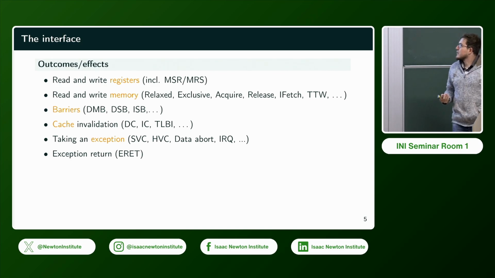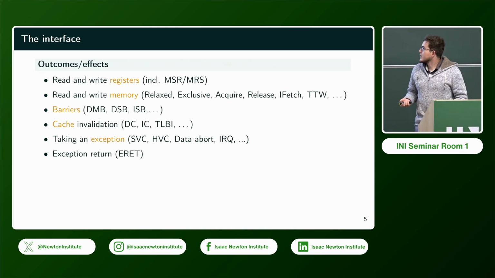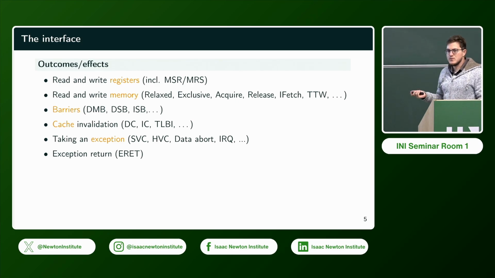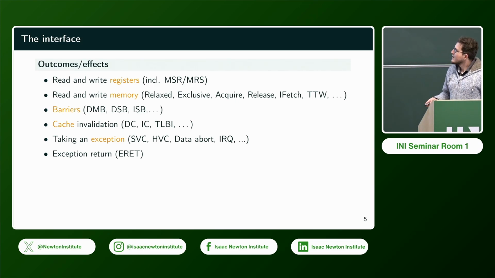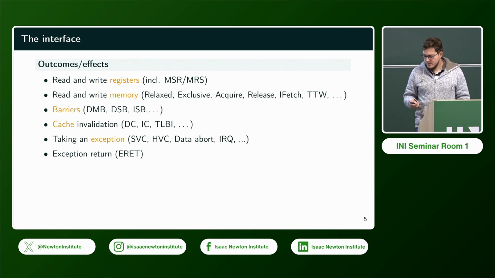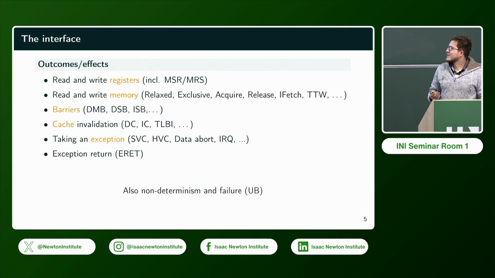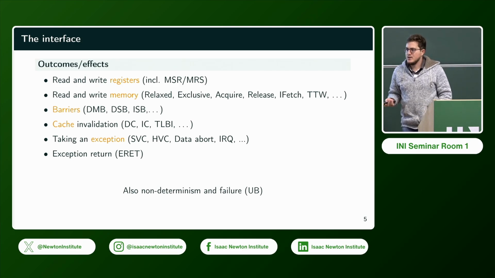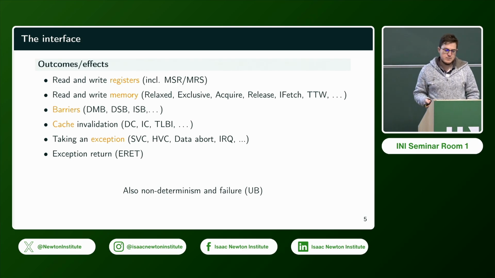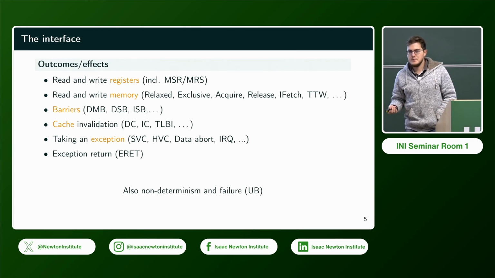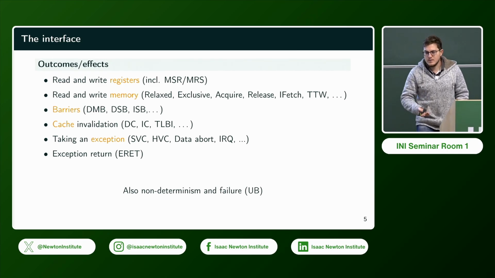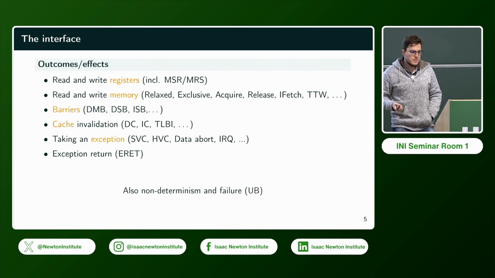Those effects are quite basic. It's reading and writing registers, reading and writing memory with all the different kinds of memory accesses you can do, and then you have all the usual barriers, cache invalidation, taking an exception, returning from an exception. And then there are a few non-architectural effects for non-determinism and failing, which means undefined behavior. That's an important part of this project: correctly handling undefined behavior. Any instruction model needs to be able to fail at any point because some of its assumptions weren't met, and then the concurrency model needs to handle that properly.